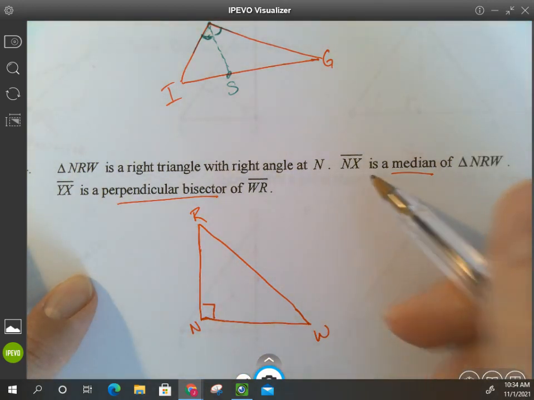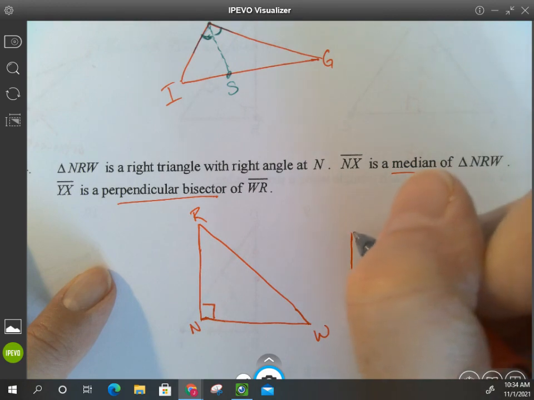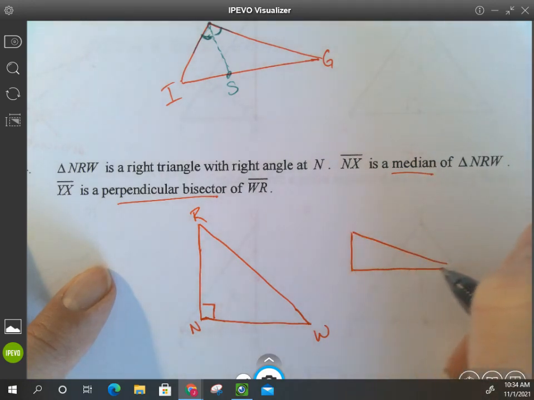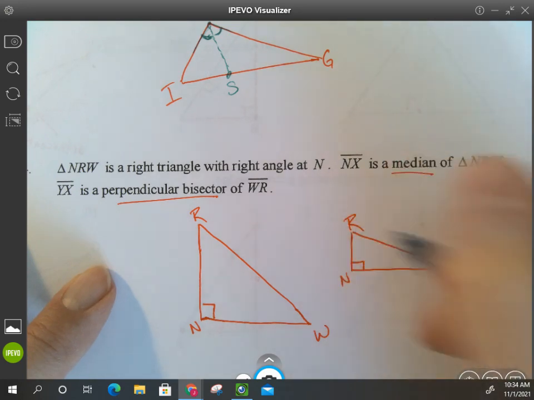Now it says NX is a median. I think I need to draw a better triangle. I think this is going to be hard. Draw a triangle that has a short side and a long side, because I think this will make it easier to see. We're going to redraw our triangle. This was hard to make right on your own.